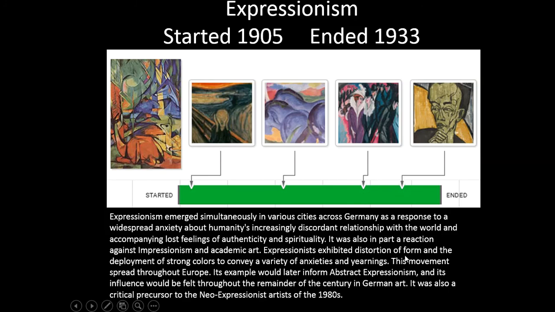Expressionists exhibited distortion of form and the deployment of strong colors to convey a variety of anxieties and yearnings. This movement spread throughout Europe. Its example would later inform abstract expressionism, and its influence would be felt throughout the remainder of the century in German art. It was also a critical precursor to the neo-expressionist artists of the 1980s.